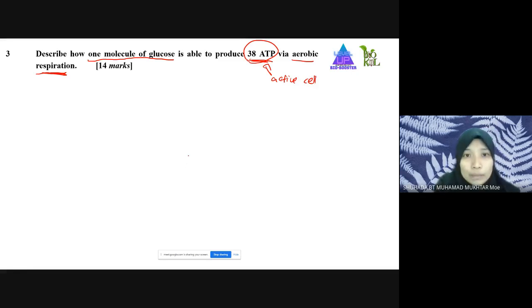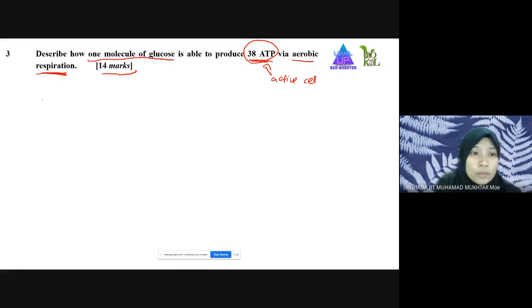Okay, tak perlu. Apa yang kita perlu cerita kat sini, tak perlu cerita glycolysis dari step 1 sampai step 10, and then Krebs cycle semua step. You don't need to mention that. Okay, so kalau nak cerita tu ambil masa panjang lah. Kat sini 14 markah je kan. So apa yang kita kena cerita kat sini ialah proses apa ATP terhasil.